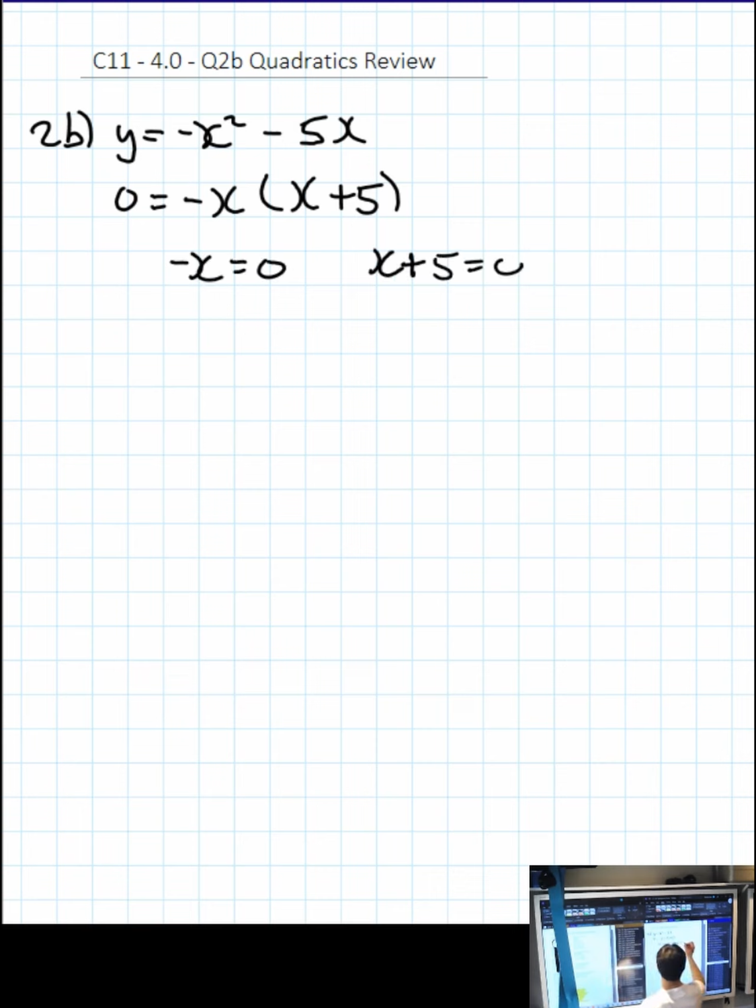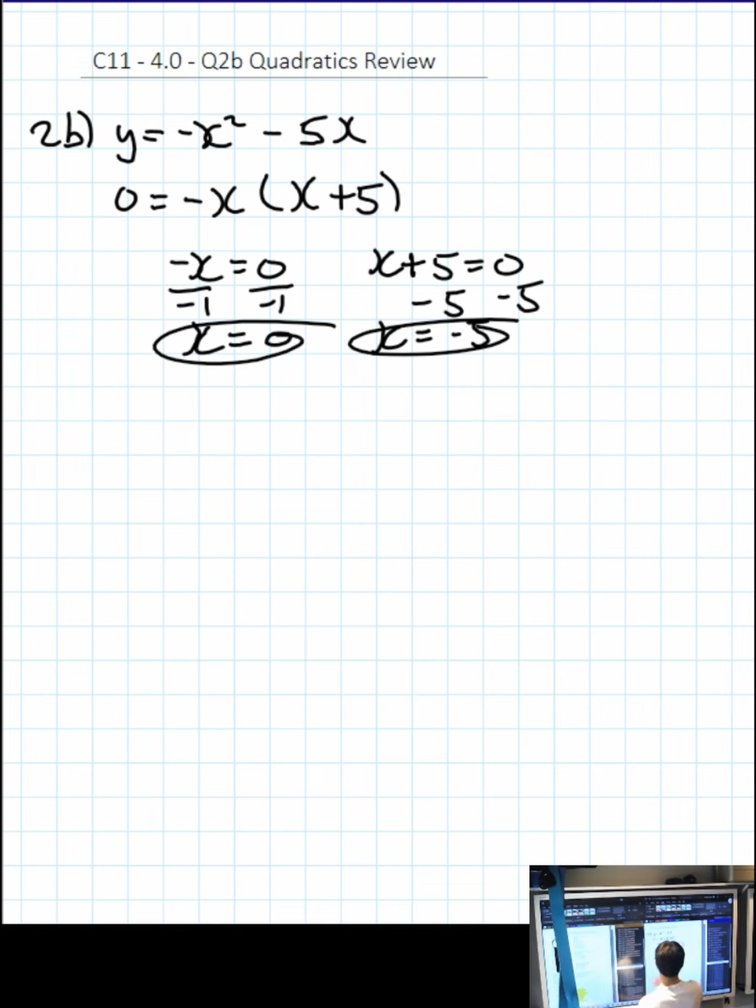The equation on the left, we're going to divide both sides by negative 1, and x equals 0. The equation on the right, we're going to subtract 5 from both sides, and x equals negative 5. So if we circle both of our answers, we can now draw a graph, and we have our x-intercepts at negative 5 and at 0. And we can mark our x-intercepts at negative 5, 0, and 0, 0.